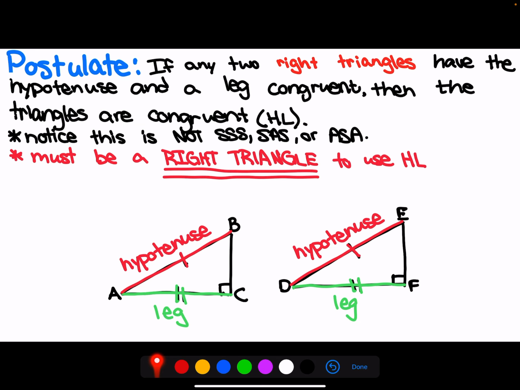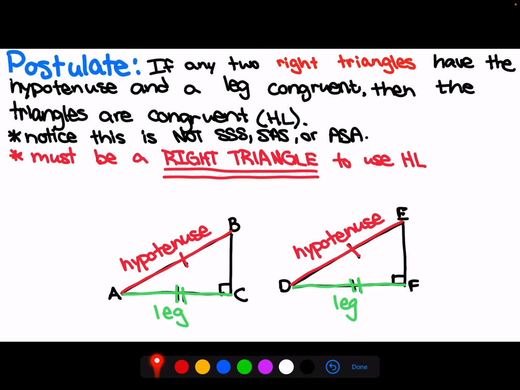All right, so this leads us to our postulate for HL. If any two right triangles have the hypotenuse and a leg congruent, then the triangles are congruent by HL. Now notice this is not side, side, side, side, angle, side, or angle, side, angle. In fact, if I were to go through this, we would have angle, side, side. And as we can see, ASS is not one of our three postulates. In fact, it spells out a word that we can't use at school, so that's why we call it HL.